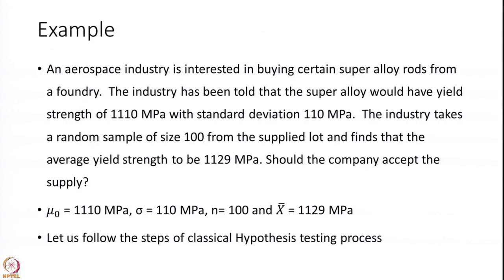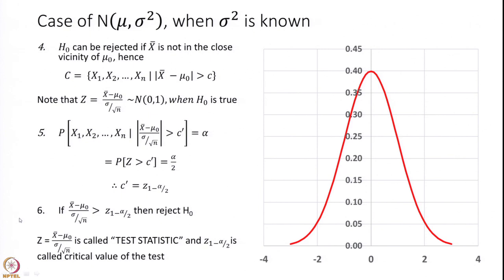See here, this is the distribution of z. Its mean value is 0, and its 1 sigma limits are here. Now when I say that absolute z has to be greater than c dash, it means that I am looking at some c dash here and minus c dash here, and the value should lie here, and this total should be alpha.